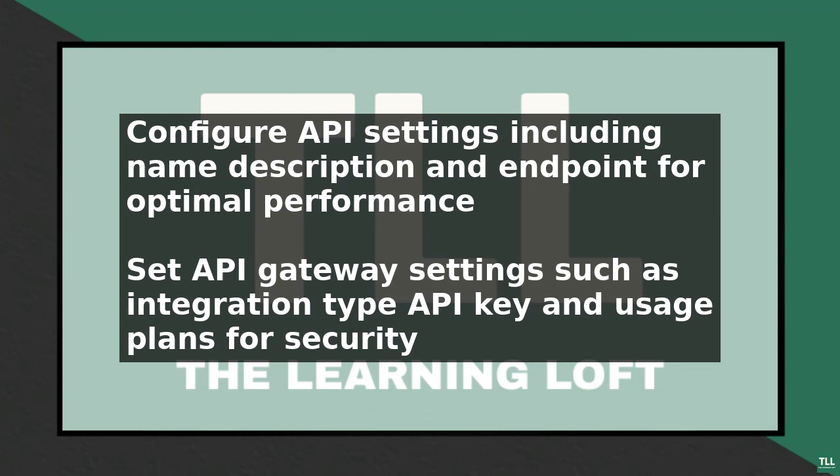In addition to security, you should also monitor and analyze your API performance using AWS CloudWatch and AWS X-Ray. These tools provide detailed metrics and logs that help you identify performance bottlenecks and optimize your API.